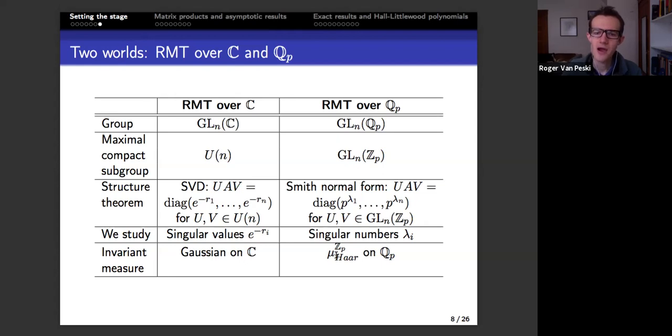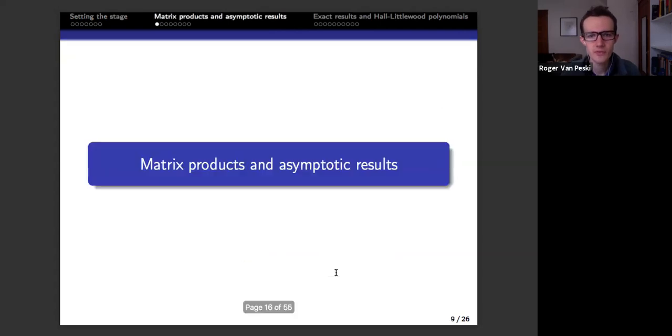So a good analogy to have in mind is that this additive Haar measure is like the analog of the Gaussian in this setting. And so these matrices with IID additive Haar entries are the analogs of the Ginibre ensemble with IID Gaussian entries. Okay, so any questions about that before I start talking about the more specific setting?